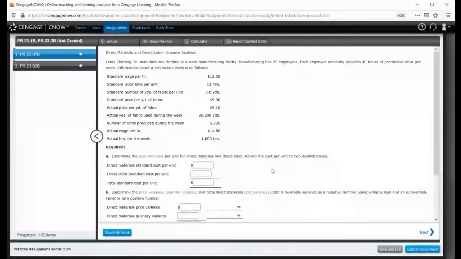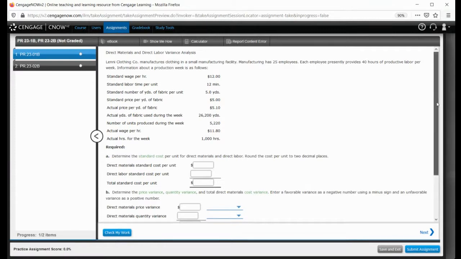And again, today's lesson is going to be going over problem 23-1B. So I'm going to bring up Cengage on the board for you. And so you should be able to see problem 23-1B now.